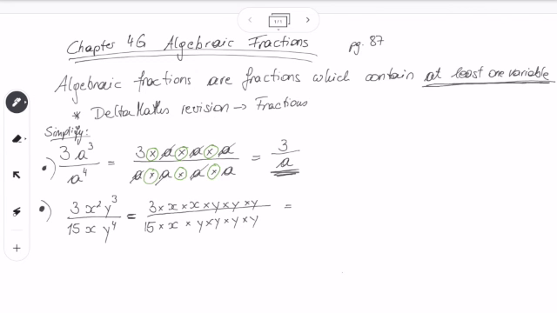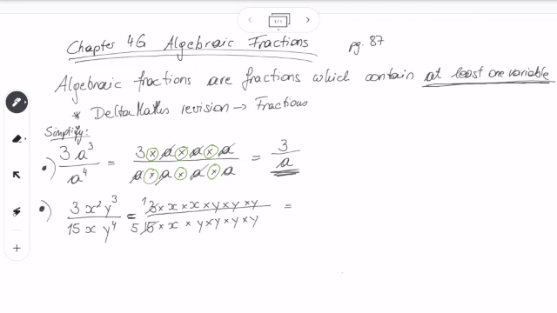And now we're going to simplify. Usually we start with the numbers. That's what we're used to. So we can easily simplify those numbers. Common factor of 3 and 15 is 3. 3 divided by 3 gives us 1. 15 divided by 3 gives us 5.